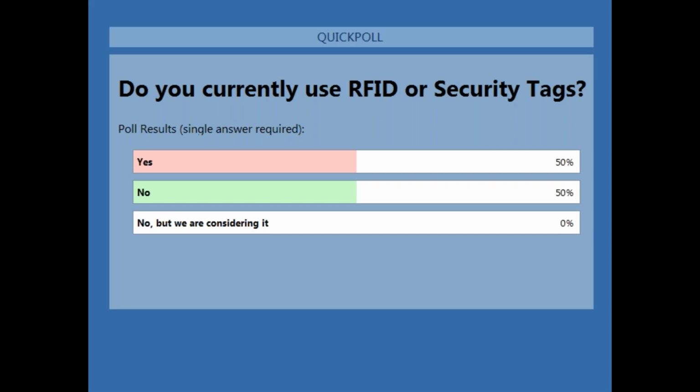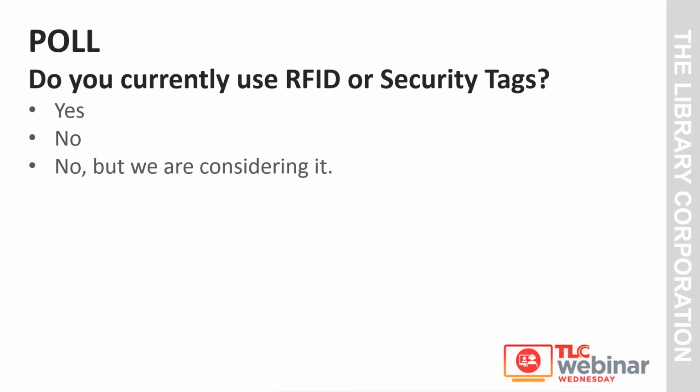All right, so that one's split just about 50-50 down the middle. Fantastic. So half the folks here are going to be able to use list and actions to take a look at items. They can go back into the stacks and look for security tags on. And then we're going to have several folks that might consider what you can do with this list in the future if you move to security tags or RFID.